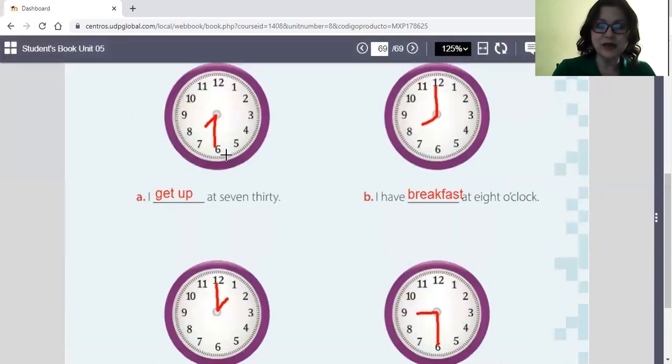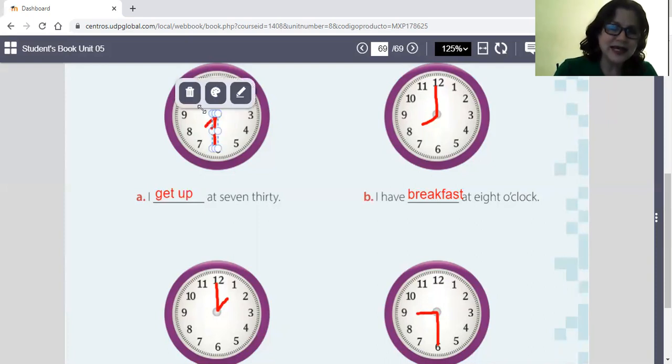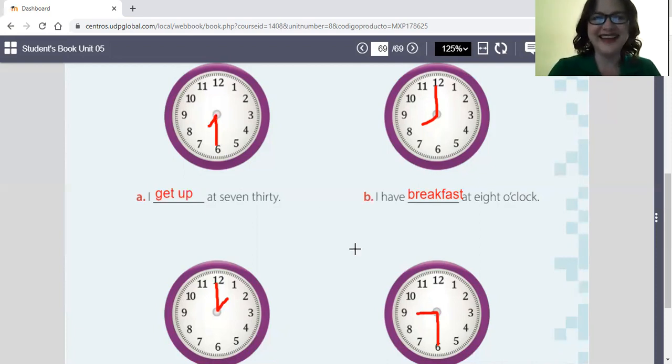7:30. Okay, maybe I don't know what happened with this. Let me do this again. Okay, one more time. 7:30. The short hand is on the 7 and the long hand is on 6. So much better. 7:30, 8 o'clock, 1 o'clock, and 9:30.